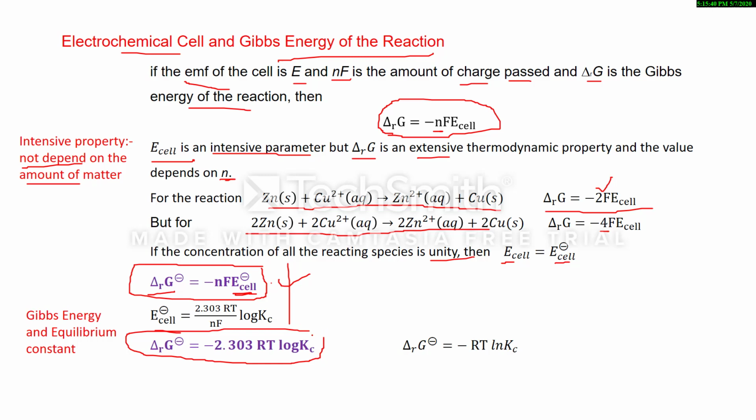And if we write it in the form of natural log, then this 2.303 will not come, and in place of log we use ln. So these are some formulas on which a number of numericals are based, which we will discuss in the next video. Thank you.